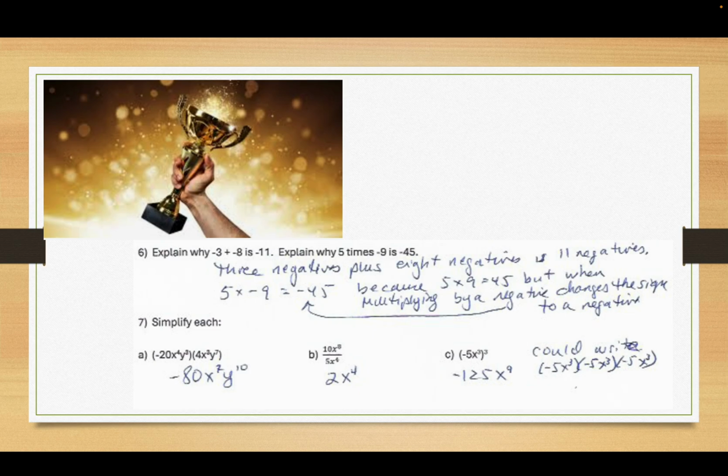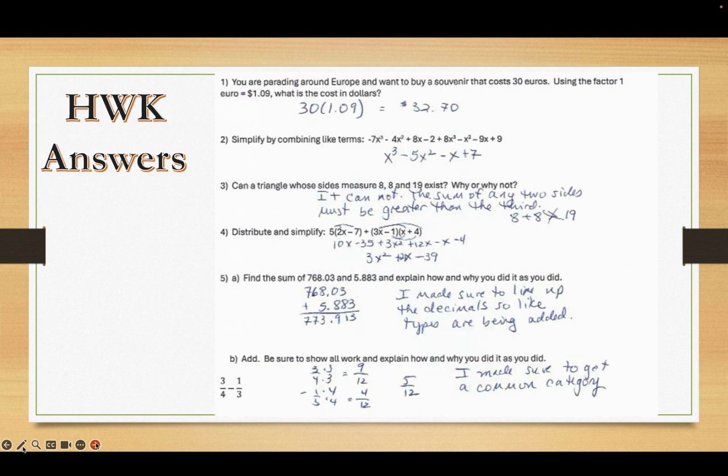Okay, explain why 5 times -9 is -45. Well, it's kind of like distributing, even though it's not distributing. Basically, when you multiply by a negative, you're multiplying by the number component of that and the negative component. The number component just gets you 45, right? 5 times 9 is 45. But anytime you multiply by a negative, you have to change the sign you started with. So +5 becomes -45.